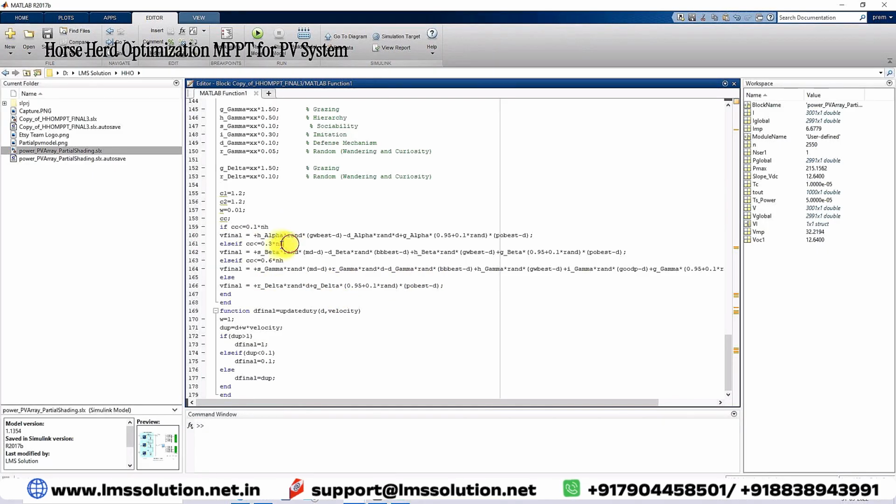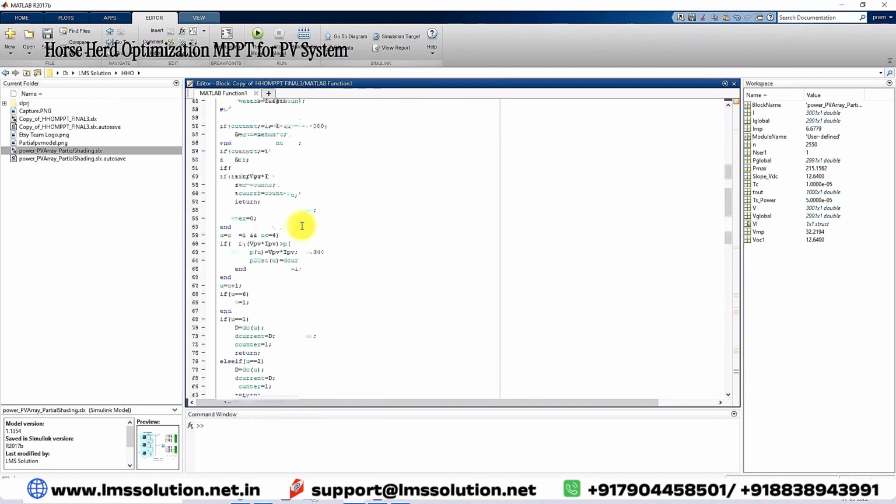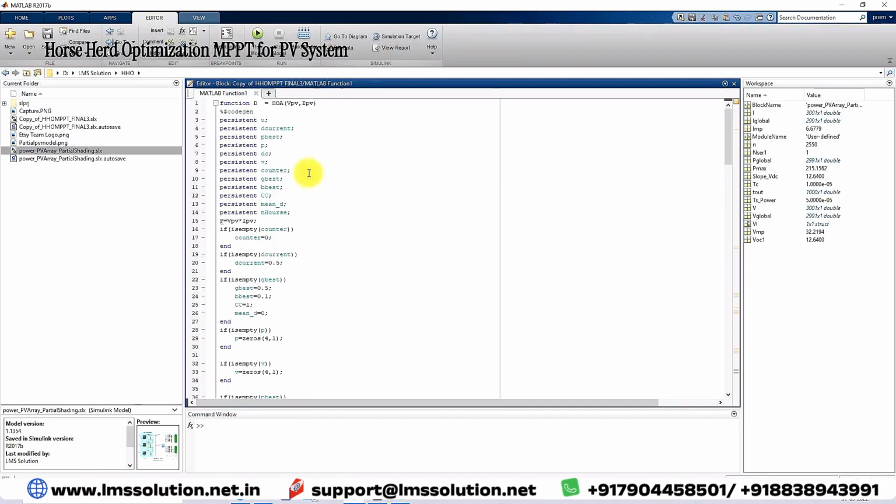Based upon the age categorization of the horses, we have to apply the velocity. This is the velocity update rule for the alpha, beta, gamma, and delta horses. After updating the velocity function, the velocity is added to the duty cycle. Here, duty cycle is nothing but the duty cycle, and velocity is nothing but the velocity of the different horses depending upon their age. This code is implemented here. That means the horse herd optimization code is implemented for the maximum power point tracking algorithm. This is the code for the maximum power point tracking algorithm with the horse herd optimization algorithm.